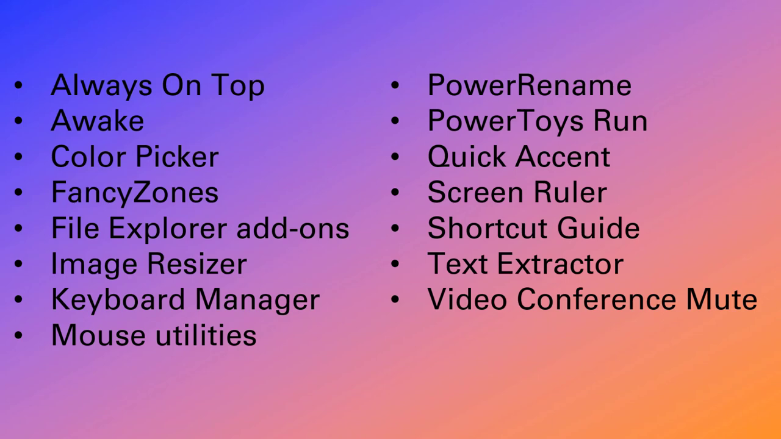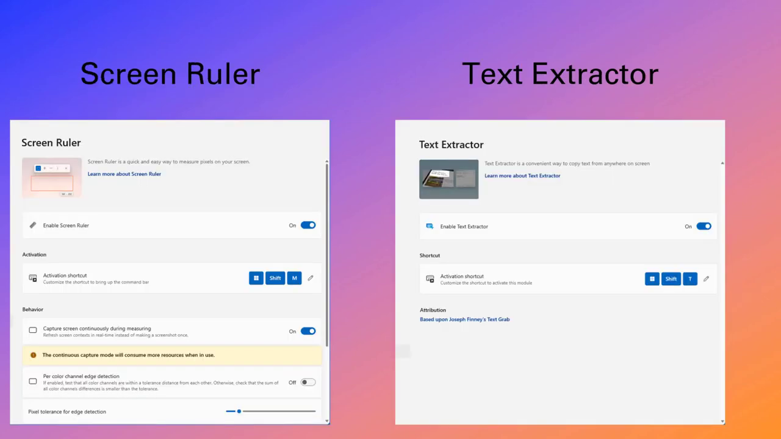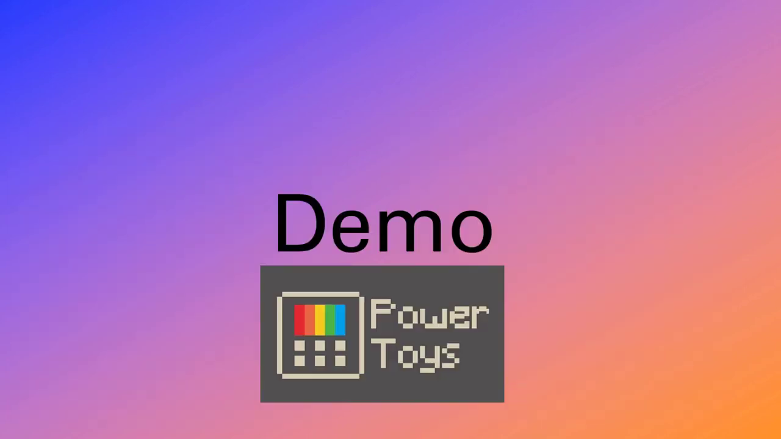Some examples of these tools are Color Picker, which is a system-wide color selection tool for Windows that enables you to pick colors from any currently running application and automatically copies it in a configurable format to your clipboard, and Image Resizer, which is a Windows shell extension for simple bulk image resizing. Here are the two new additions to PowerToys, Screen Ruler and Text Extractor. Let's do the demo.